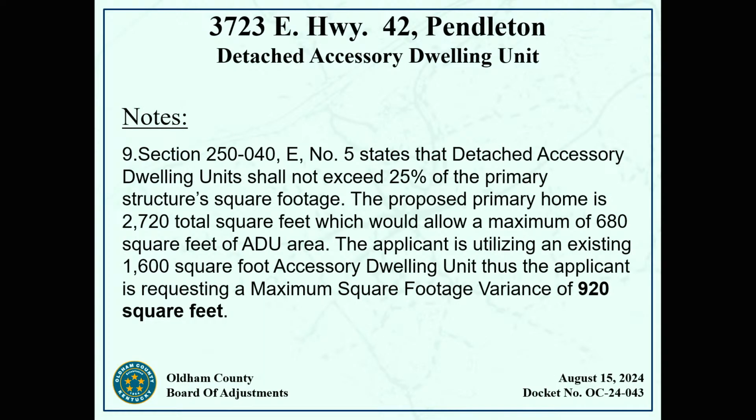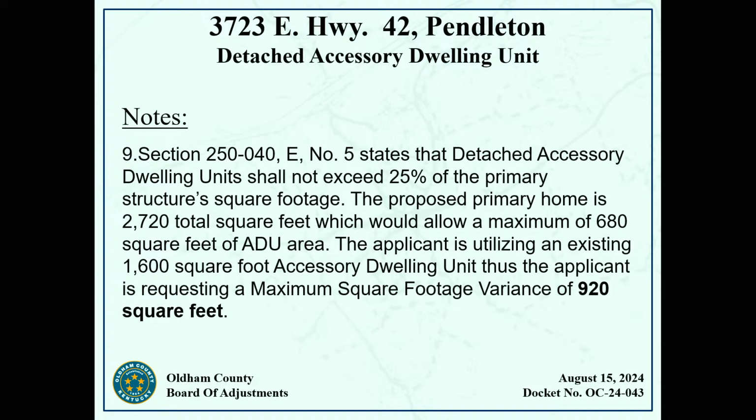so asking for a location variance for that. And then we get into the 25% rule that I know you all have dealt with several times on cases: the detached accessory dwelling unit shall not be greater than 25% of the primary structure's square footage. So the proposed primary home, and once again, this goes back to those plans that were provided to us, shows a 2,720 square foot first floor and an unfinished basement. So that would allow a maximum of 680 square feet of ADU area. So that existing accessory dwelling unit is, according to the PVA, 1,600 square feet. So currently, we're looking at a maximum square footage variance request of 920 square feet.